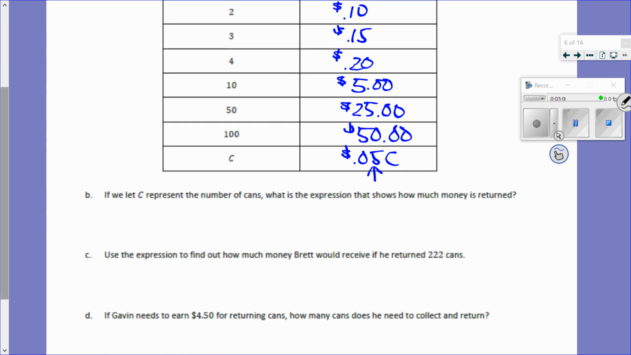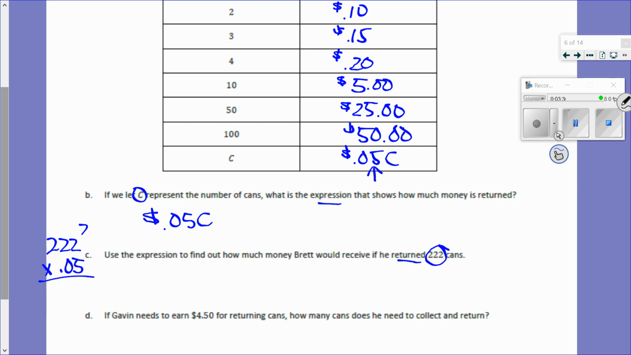So if we let C represent the number of cans, what's the expression? I already did it for you. That's that 5 cents times my variable C. Now let's find out how much money he would make if he returned 222 cans. In other words, I'm going to put that 222 in for the C. So I'm going to take 222 times 500.